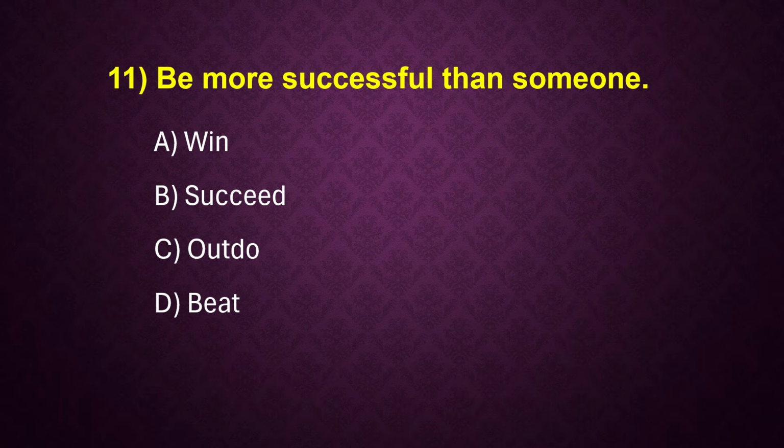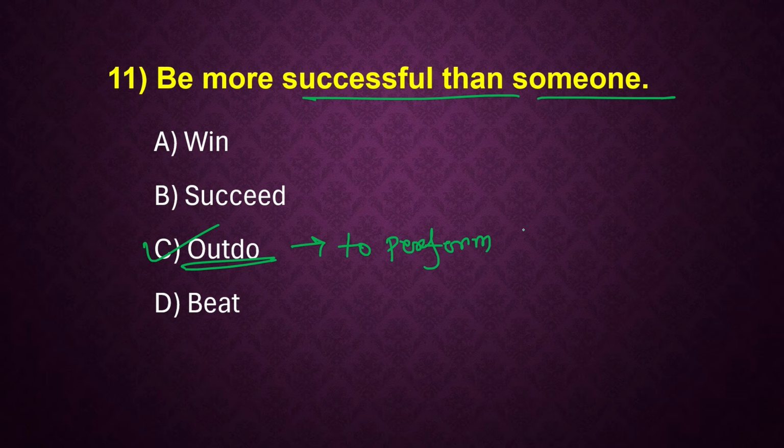Next, be more successful than someone. So what is it called? The correct answer is option C, that is outdo. Outdo means to perform better than another, or achieve great success in a particular activity, competition, or any kind of task. That is actually outdo.